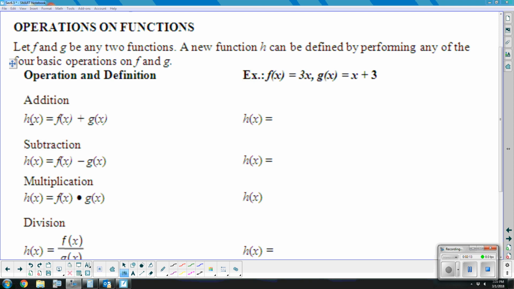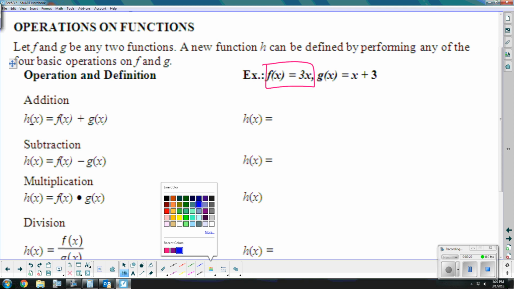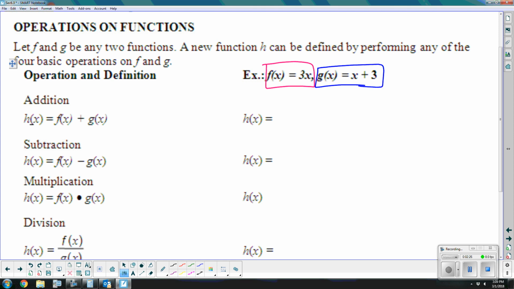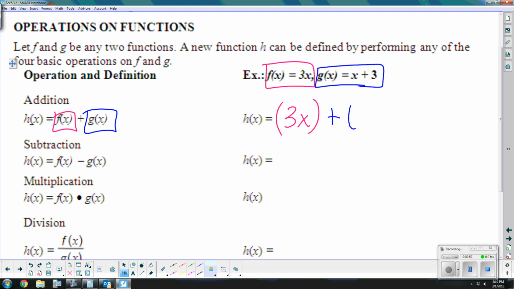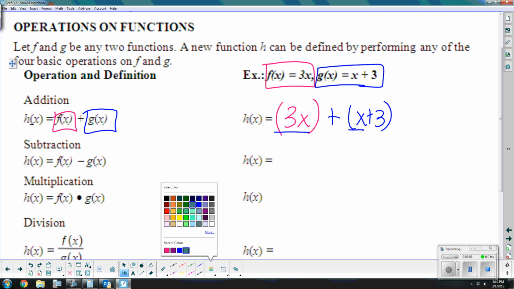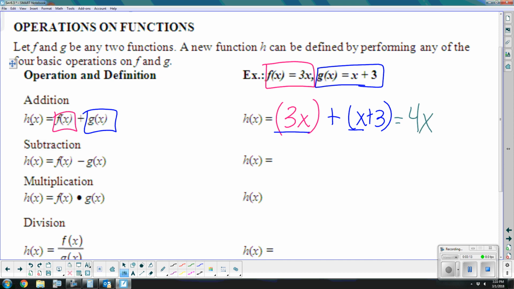So we're looking at f and g. They're any two functions. So here's the example we're going to use. This is going to be function f, and this is going to be function g. We're going to define h of x based on operations of functions. So h of x equals f of x plus g of x. So f of x is 3x, and we're going to add g of x, which is x plus 3. Here, addition is commutative, so we're going to look at 3x plus x, and the sum of 3x plus x is 4x.